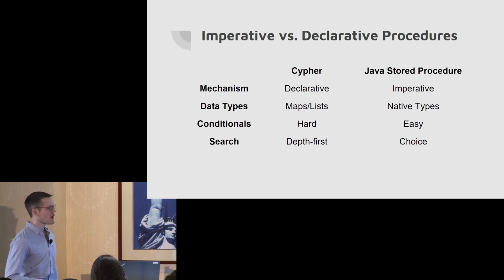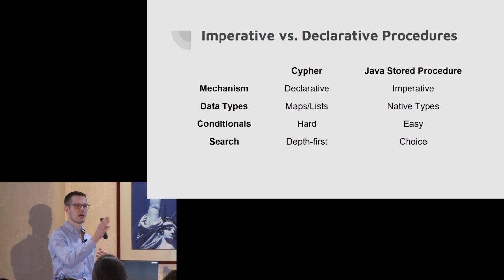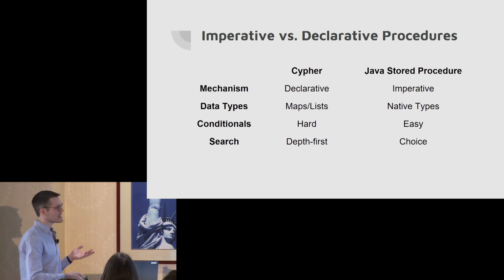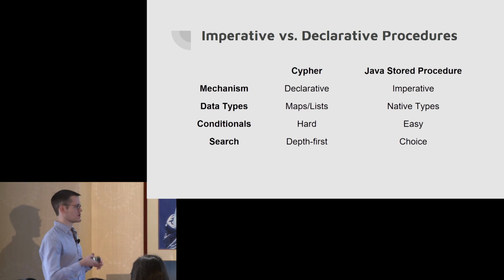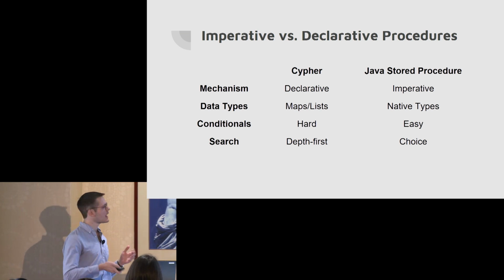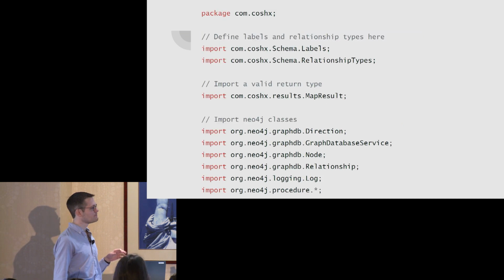And then Cypher oftentimes defaults to a depth-first search when you're trying to go find nodes in a graph. At times, you want to escape that and do something conditional, maybe a breadth-first search or a variation of it in order to optimize the searching that you're doing.